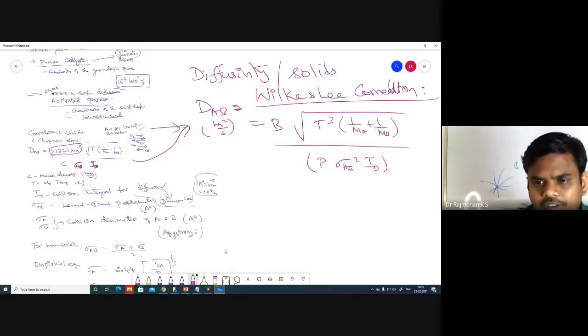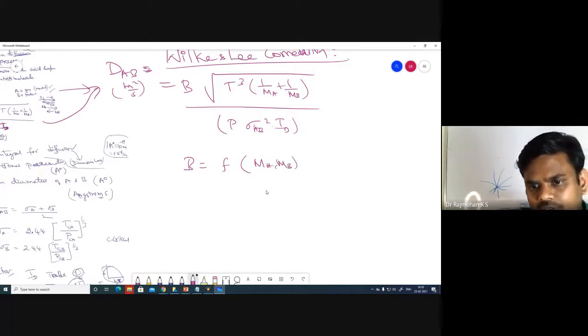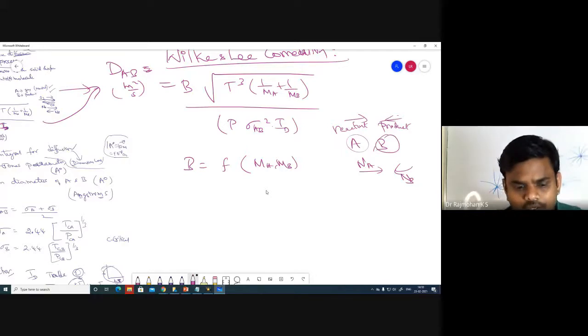So this equation we will make use of. What is B has to be told, right? Actually B is a function of the molecular weight of A and molecular weight of B. Once we know our system A and B, if it is a reactive system, A is going to be the reactant and B is going to be the product, which will be coming in the opposite direction. So NA will be in this direction, NB will be in this direction. You should substitute the molecular weight of A and B to get the B value.